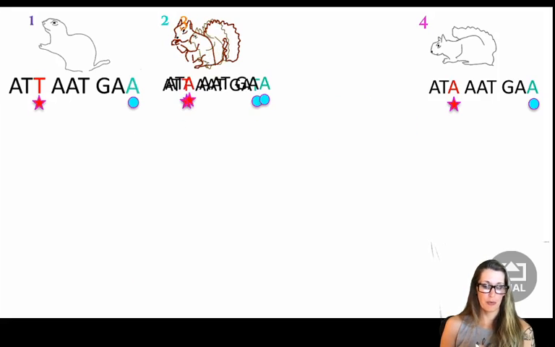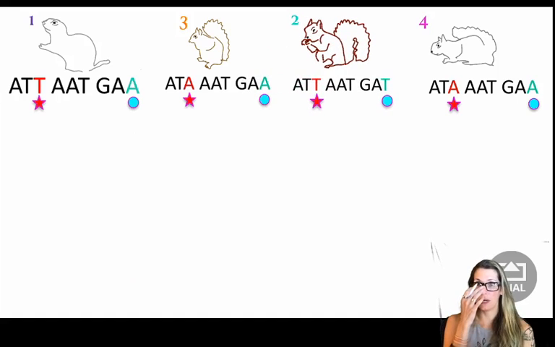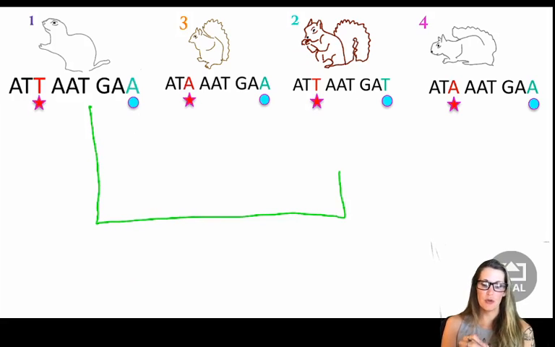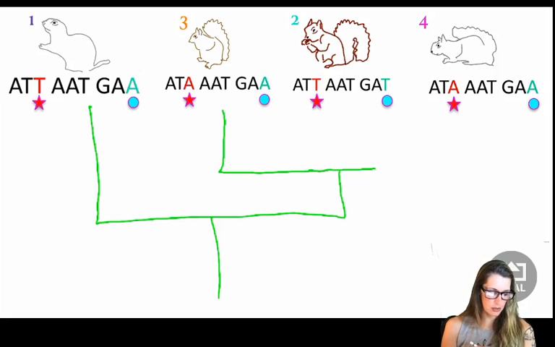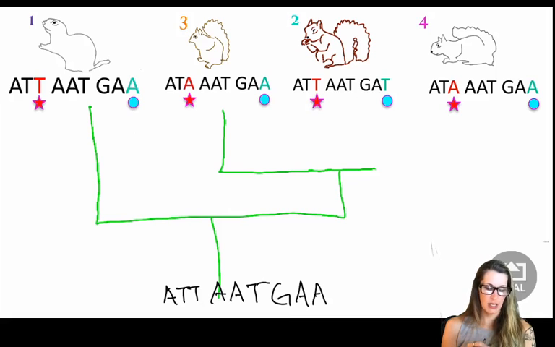So let's move number 3 over. Let's switch number 2 and 3. No matter how much we move 2, 3, and 4 around, we know that the ground squirrel is still our outgroup. So we can still construct the tree starting the same way. Cool. Let's have our bifurcation here again. How many changes from our ancestral sequence do we need to get to our gray squirrel?